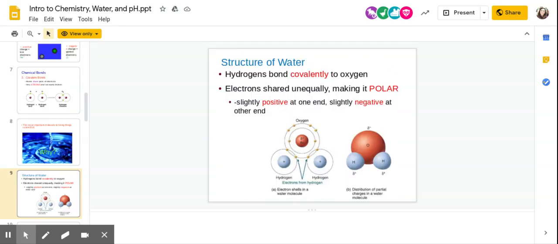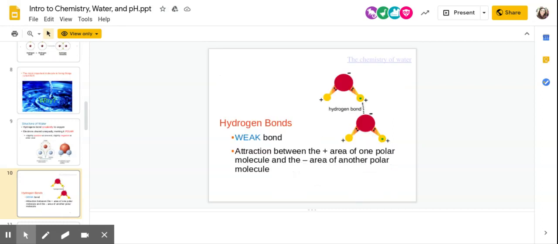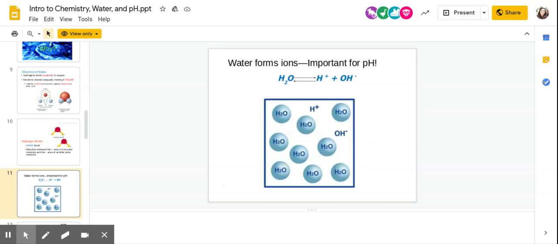Dealing with water, its structure is polar, which makes water able to attract certain molecules. But it also has something called a hydrogen bond that is weak, and that allows the molecule to split apart and to be able to bond to other things. But water is essential because of pH.